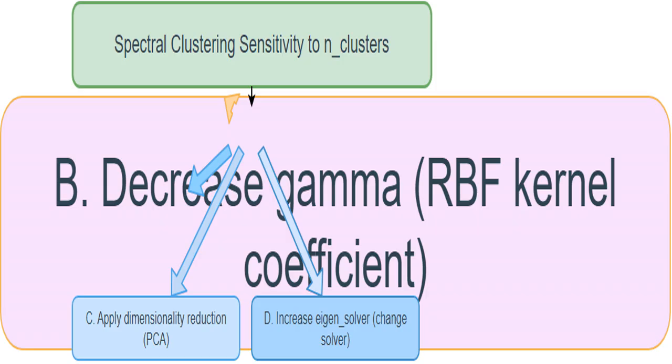The RBF kernel, radial basis function, uses GAMMA to determine how quickly similarity between data points decreases as their distance grows. Think of it like the range of influence of each point. A smaller GAMMA means a broader range. Points are considered similar even if they're farther apart. This can make the clustering results less dependent on the precise number of clusters you set. It's like widening the lens of our camera. We get a less focused image, but the blurring reduces the influence of small changes.